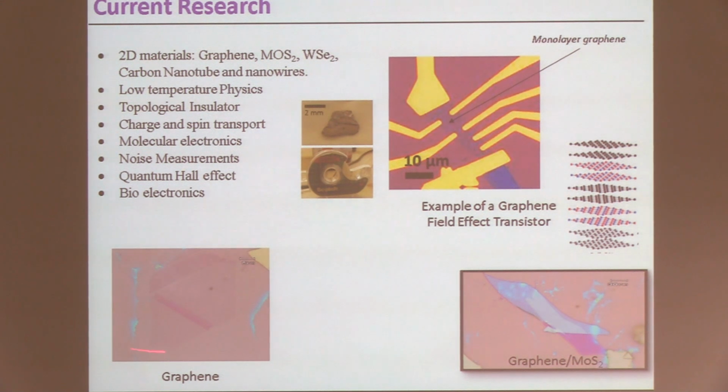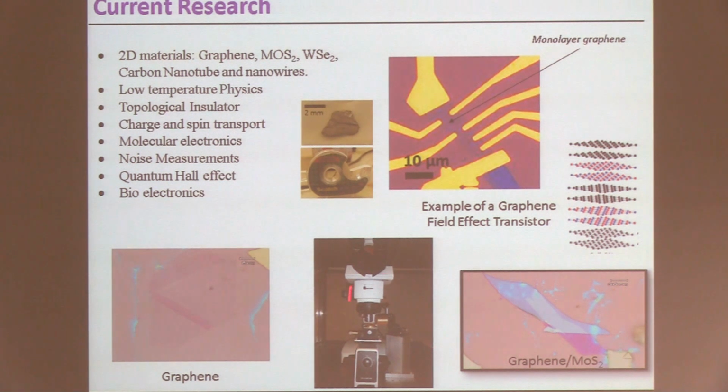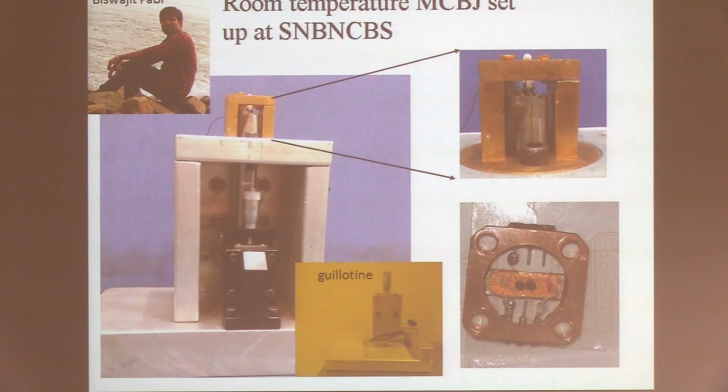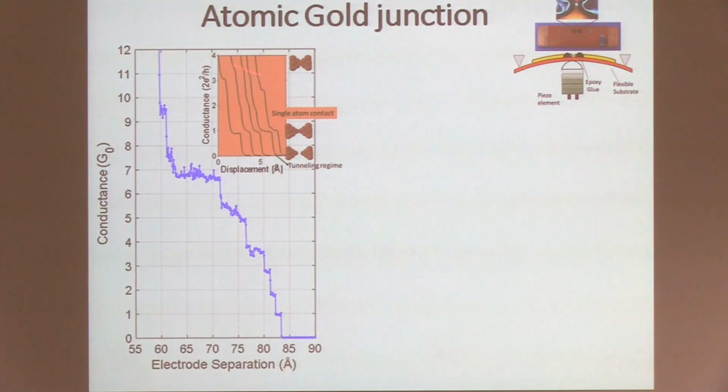So this is one of the graphene on SiO2 substrate. We have recently developed a heterostructure fabrication technique so that we can put any 2D layer on top of any other 2D layer. This is one example of MoS2 on a graphene layer that we have developed. And recently we are also working on a room temperature break junction technique that we have developed, and that is working very nicely. One of the data is like that.